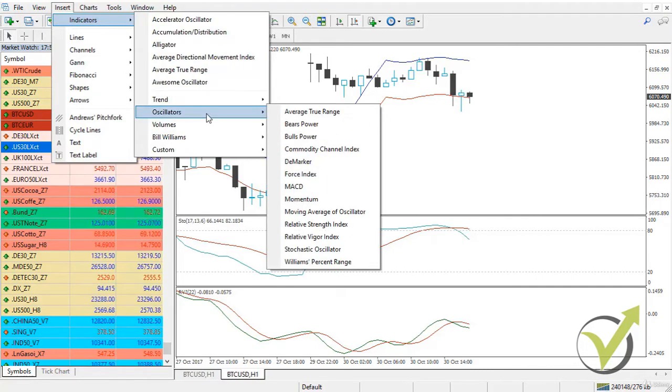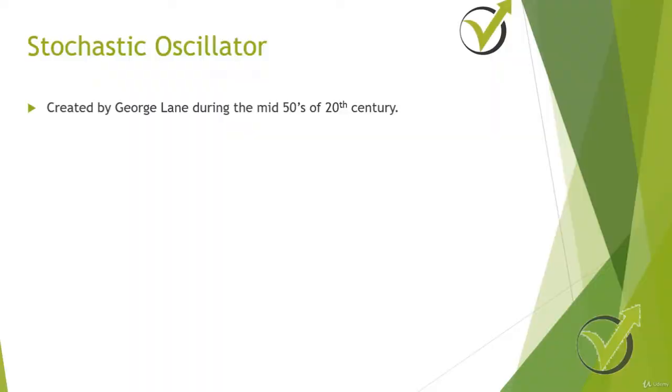But this oscillator indicator, the stochastic oscillator, is very popular, and it's popular because it's meant to be a leading indicator. It was created nearly 70 years ago. What's the formula behind it? We have two lines.